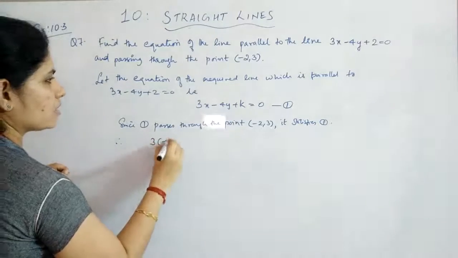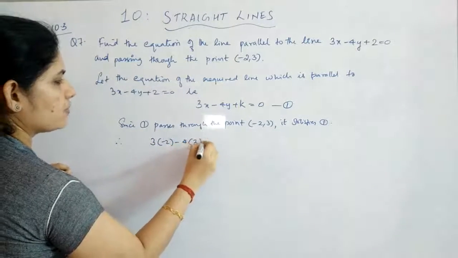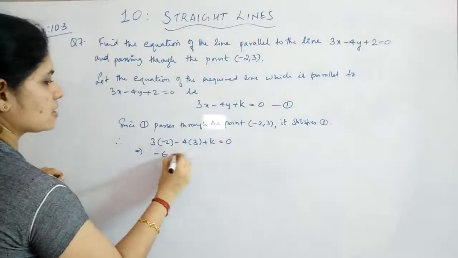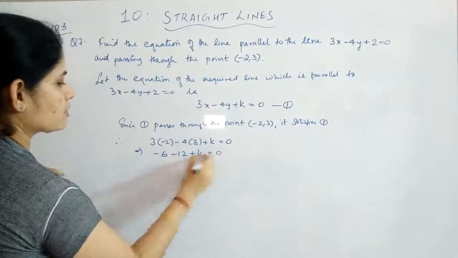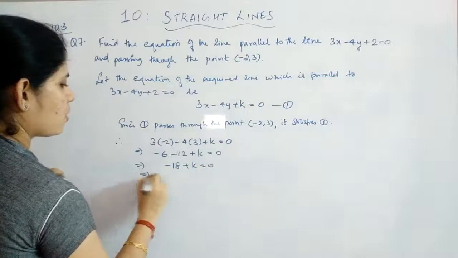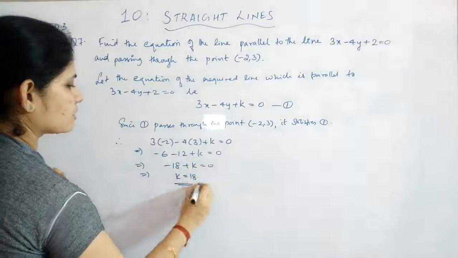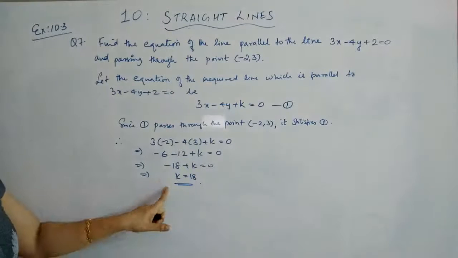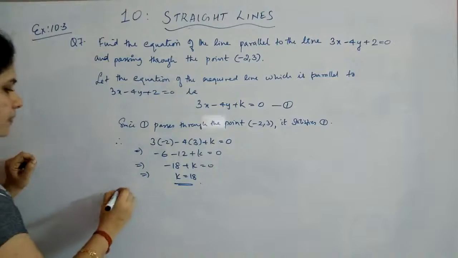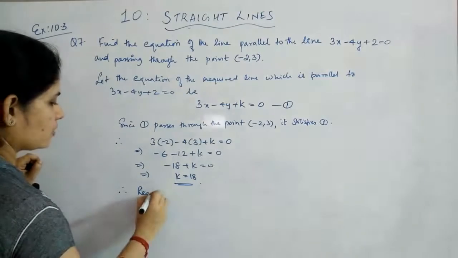Therefore, 3 into minus 2 minus 4 into 3 plus k will be equal to 0, which will give you minus 6 minus 12 plus k equal to 0. That is minus 18 plus k is 0, or k is equal to 18. So now you got the value of k, and you have to just replace it in equation number 1 to get the required equation.